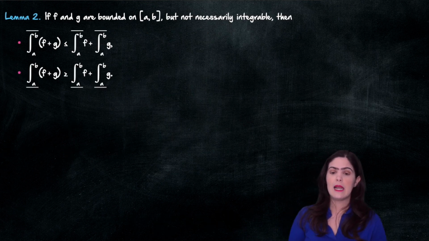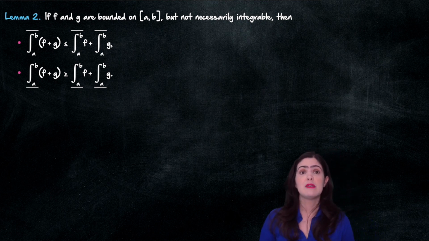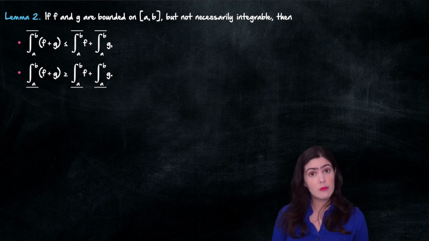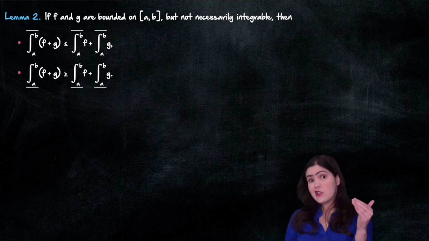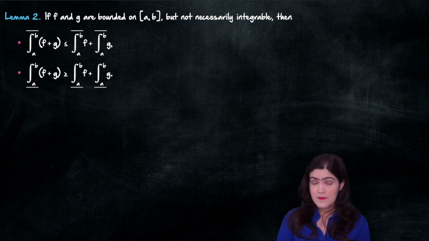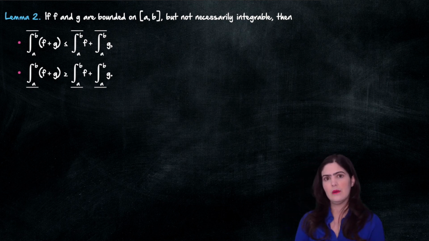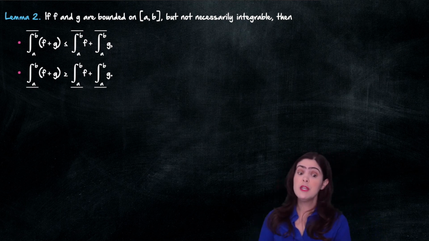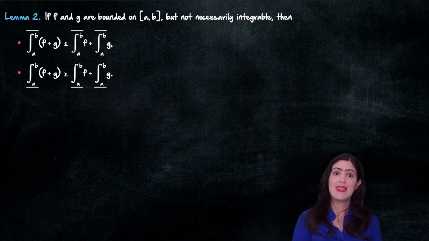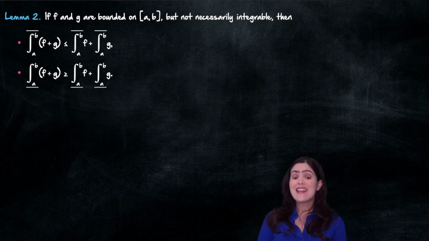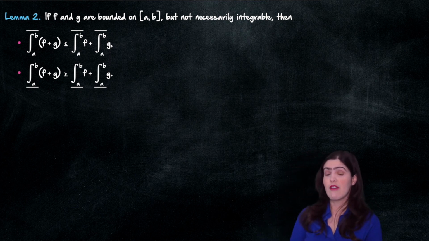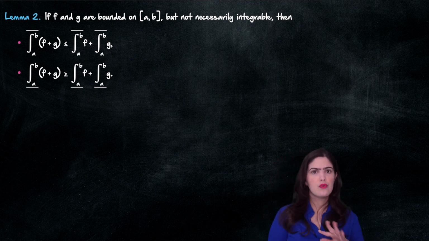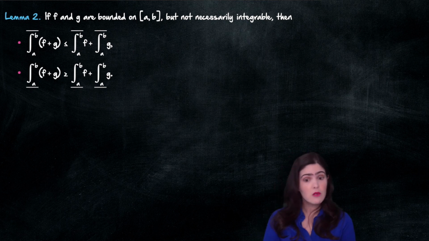Okay, then we have lemma number 2. It tells me that if f and g are bounded but not necessarily integrable, the upper integral of the sum is less than or equal to the upper integral of f plus the upper integral of g. And it tells me also that the lower integral of f plus g is greater than or equal to the lower integral of f plus the lower integral of g. This is true for any bounded function. They don't even have to be integrable.